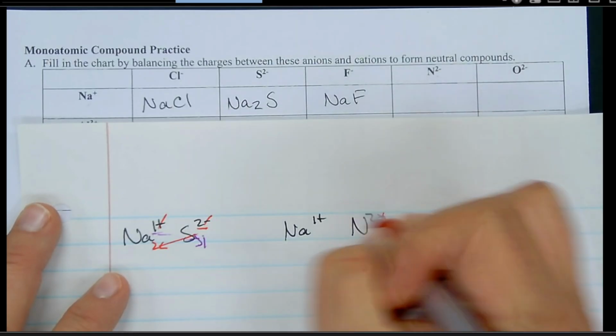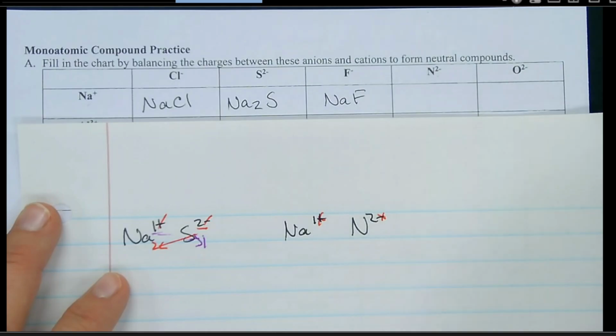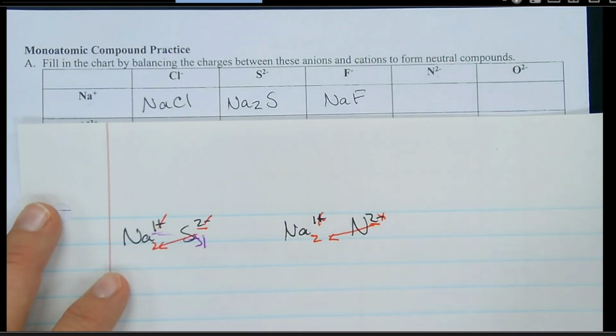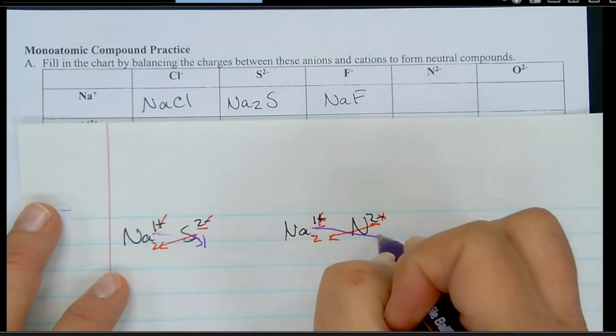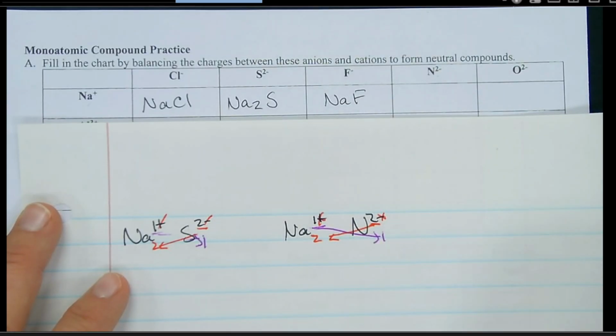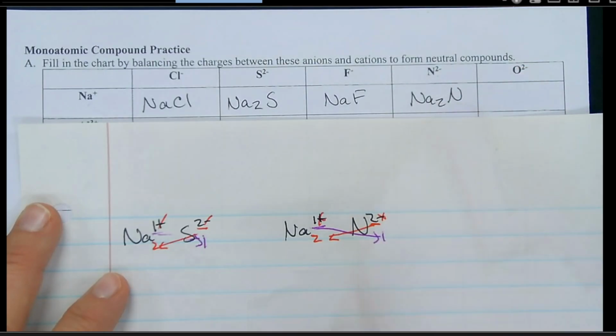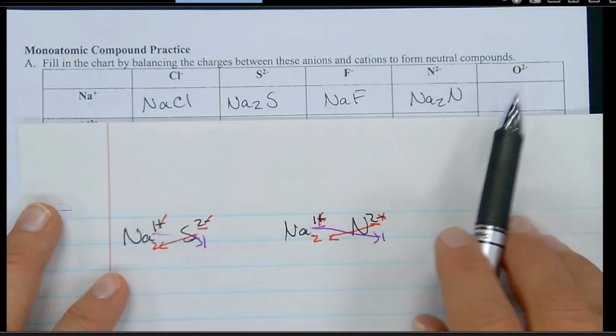Again, forget about the charges, just worry about the actual numbers. The 2 will go over sodium. I will need 2 sodium ions to 1 nitrogen. And we never write the 1, so it's Na2N, sodium nitride.